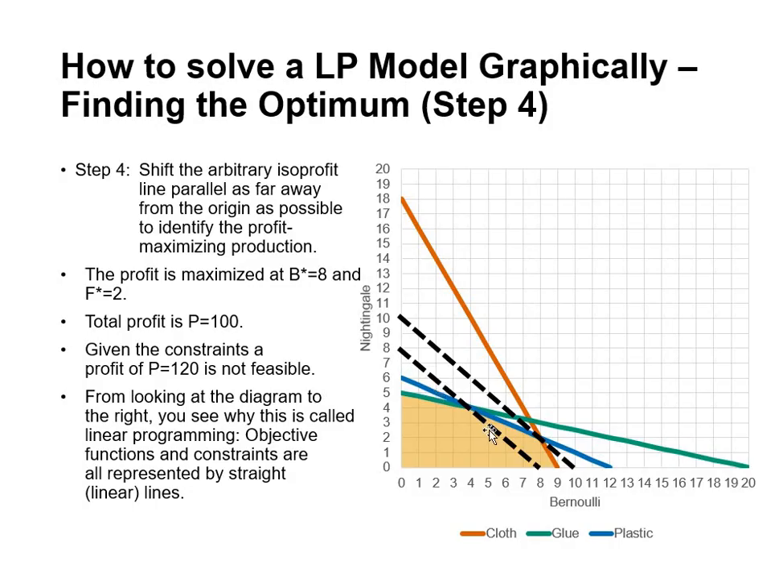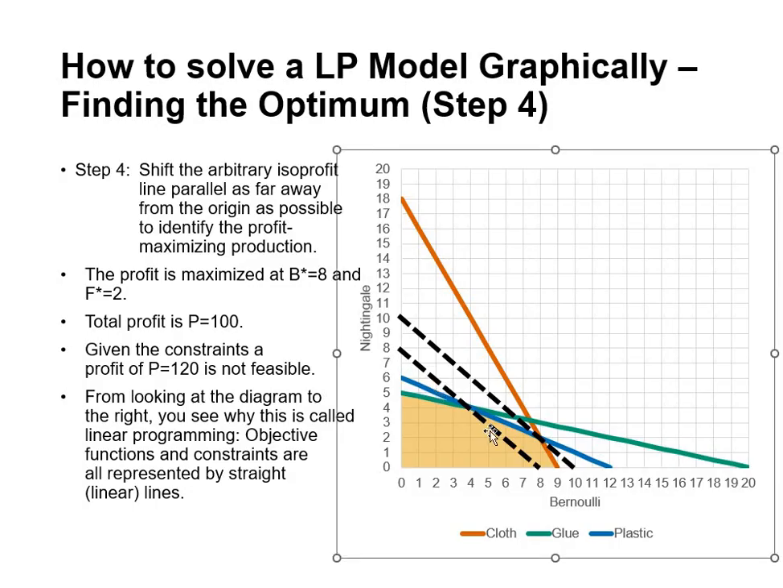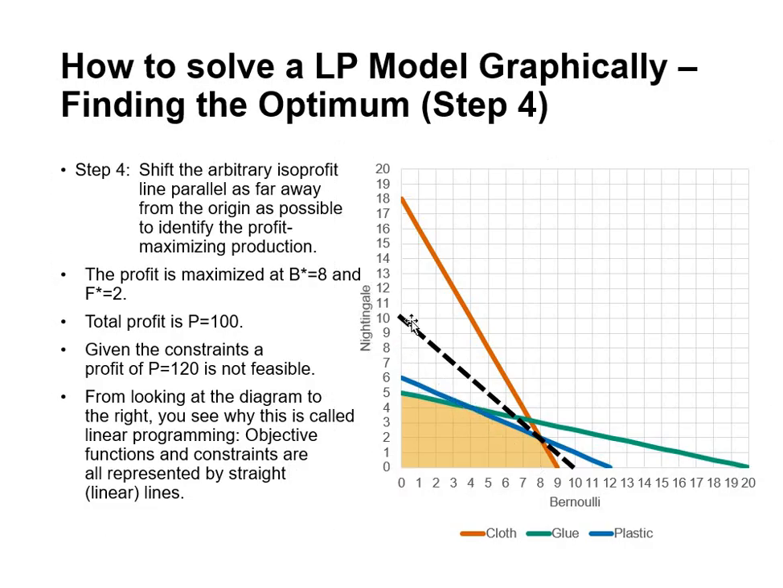Well, we can realize this one here. Yeah, we could produce maybe 4 Nightingales and 4 Bernoullis, but then we would make a profit of only 80. But I'm better off if I produce 8 Bernoullis and 2 Nightingales, because then I would make a profit of 100. So the profit maximizing condition is given by the ISO profit line that goes from 10 to 10, which represents a total profit of 100.